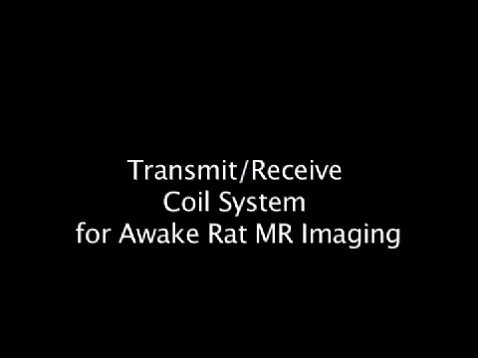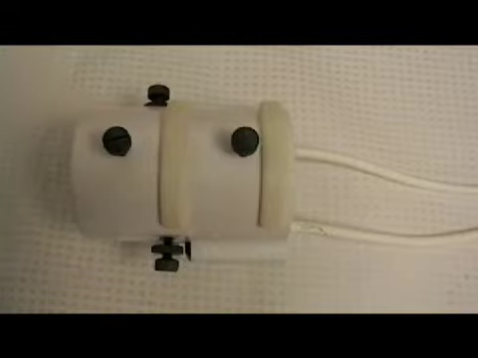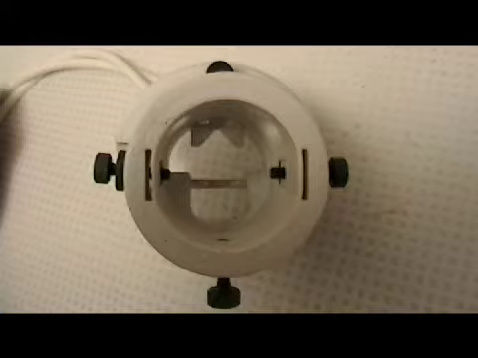Here we'll show you the components of the quad trans-receive coil. Here you can see the quad trans-receive coil that's built into the head holder. Here's an inside view where the rat's head is placed over the bite bar. The body tube that holds the rat's body, as well as the locking mechanism that holds the quad coil to the body tube, and the chassis that the quad coil and body tube are connected to.